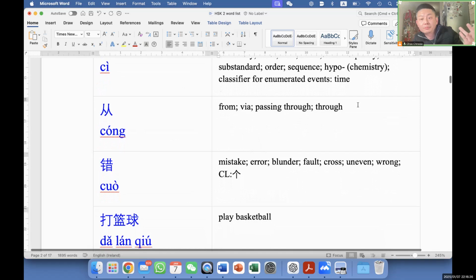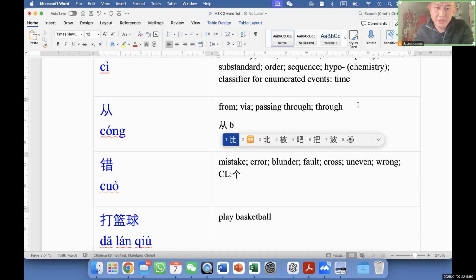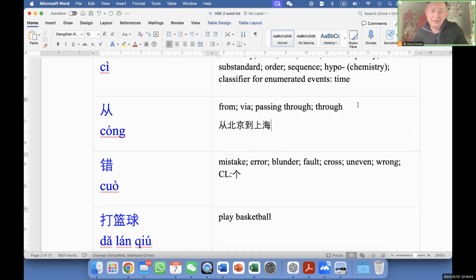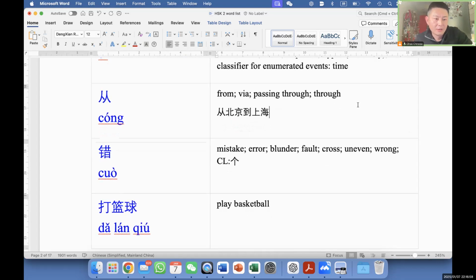So how do you use it? 从 one place 到 another place, right? That's the structure. From where to another place. 从 I can't use the color, right? Doesn't matter. 从北京到上海。有, I don't know, 1000公里, that's 1000 kilometers.